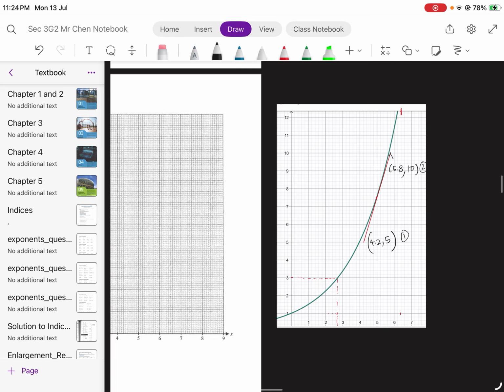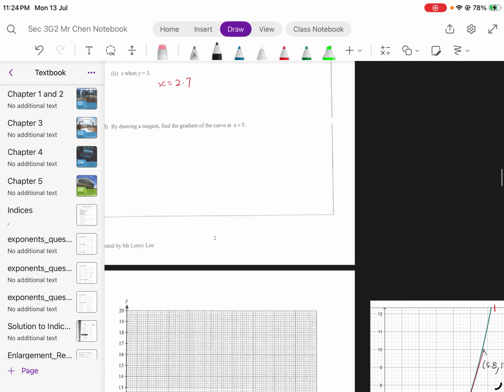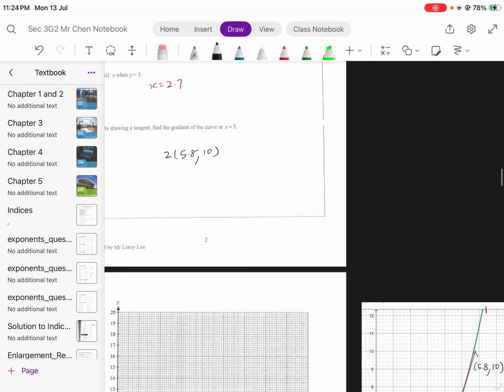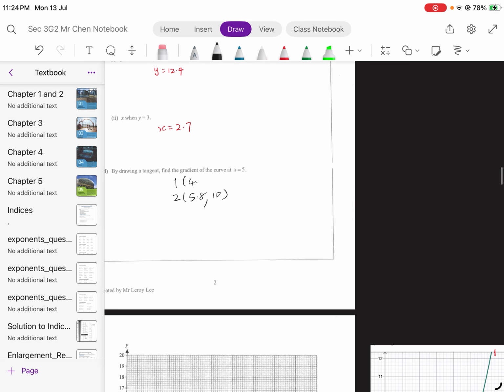So point 2 is (5.8, 10), and then point 1 is (4.2, 5). So your gradient is y2 minus y1, 10 minus 5, over 5.8 minus 4.2. So you get 5 over 1.6. 5 divided by 1.6, you get 3.125.